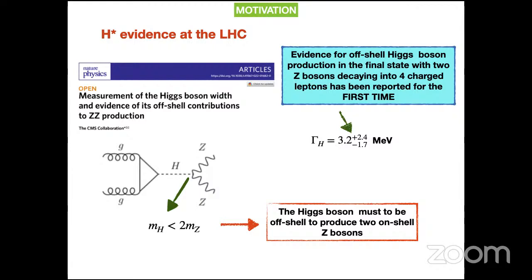Additionally, the result agrees with the standard model. And as you know, the mass of the Higgs boson is less than 2 times the mass of the Z boson. Thus, to obtain this process, the Higgs boson must be off-shell, because an on-shell Higgs boson cannot decay into 2 on-shell Z bosons, right?